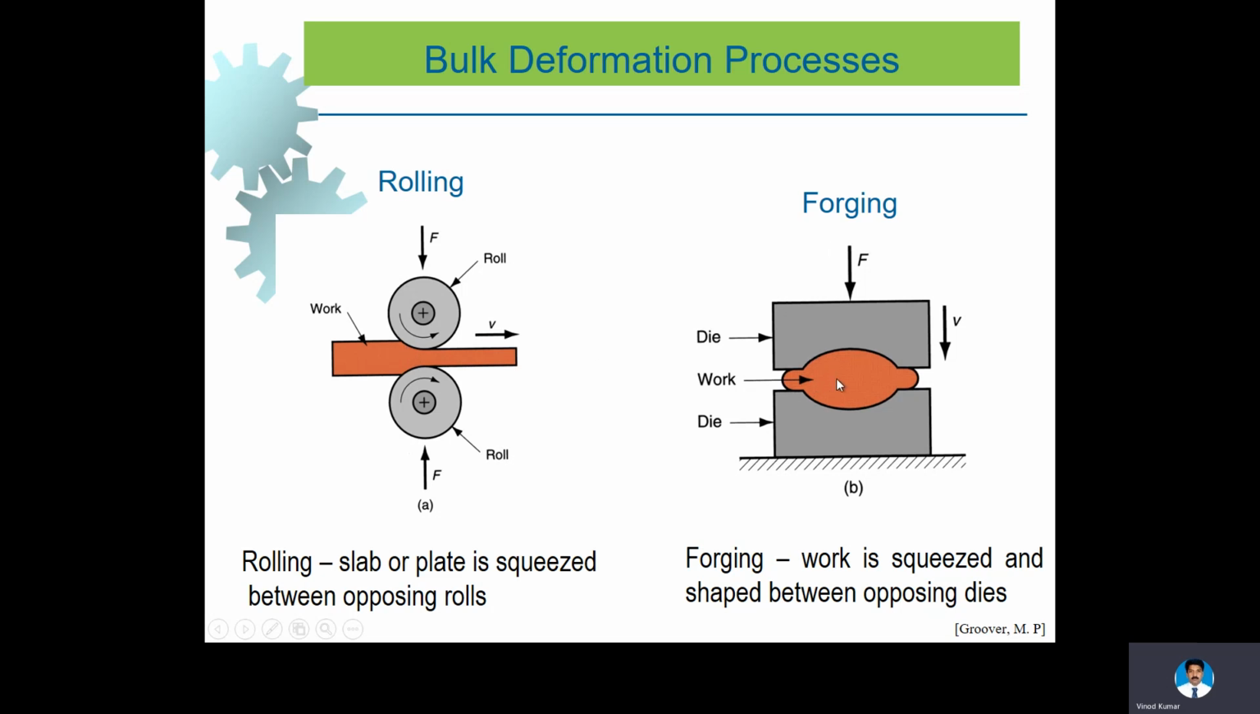In forging, the workpiece is kept between two dies. You can see here a stationary and a movable die, and whenever we apply a force, there will be a compressive stress acting in the material. The material will undergo plastic deformation, crossing yield strength, and will take the shape of the die. This process we call the forging process. The workpiece gets squeezed and shaped between the opposing dies.